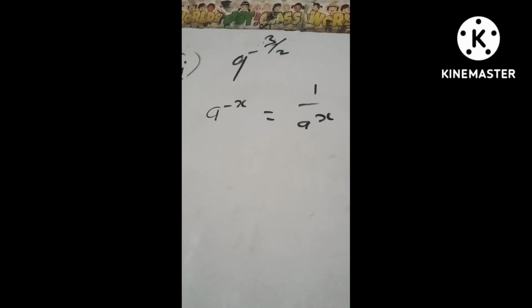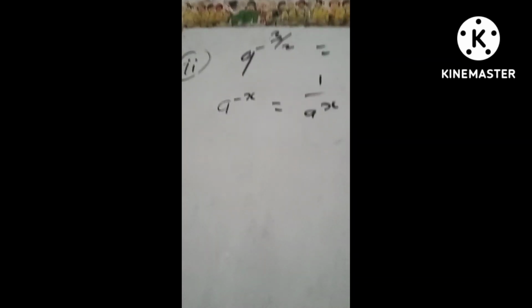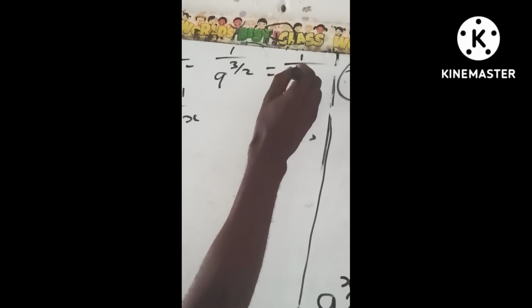Now the question is, what is the 7th law? I mean the 6th law. The 6th law is written as a to the power of minus x, which is equal to 1 over a to the power of x. Whether whole or fraction is the same thing. So if it is true, then we can transform this as 1 over 9 to the power of 3 over 2. If it is true, then we can go further by simplifying; that is the same thing as 1 over 9 to the power of 1 over 2, times 3.